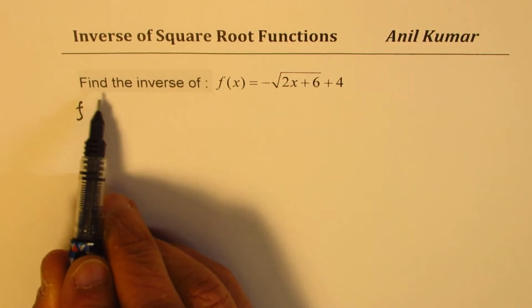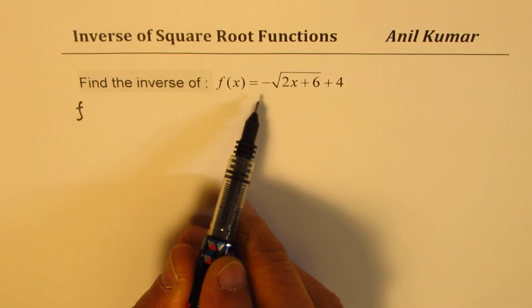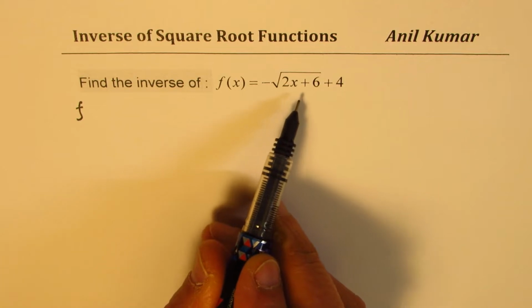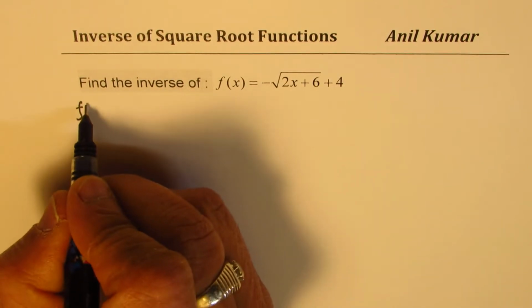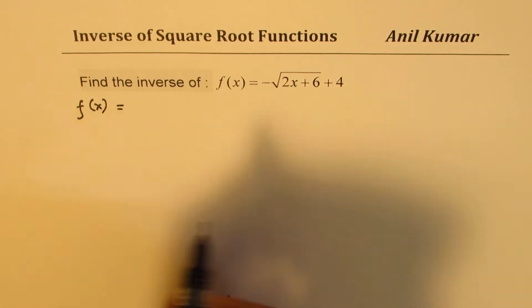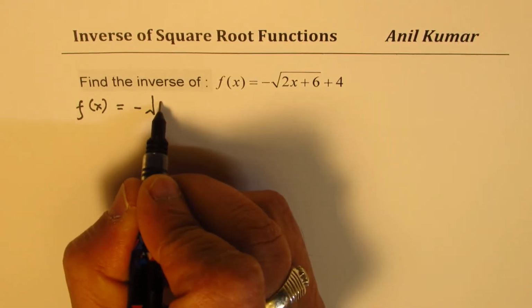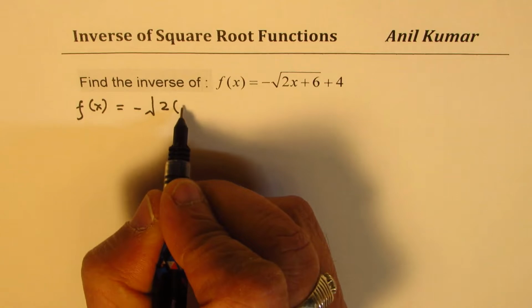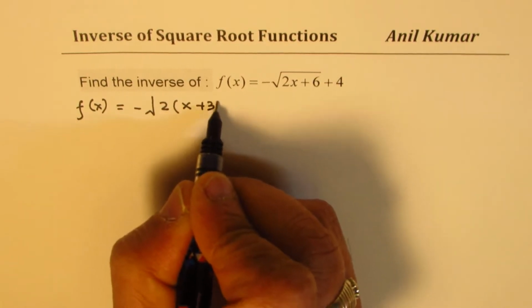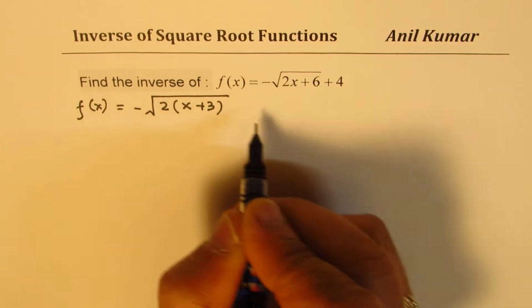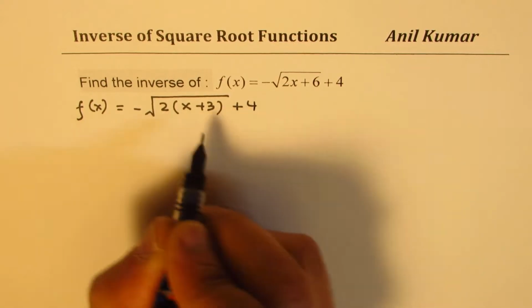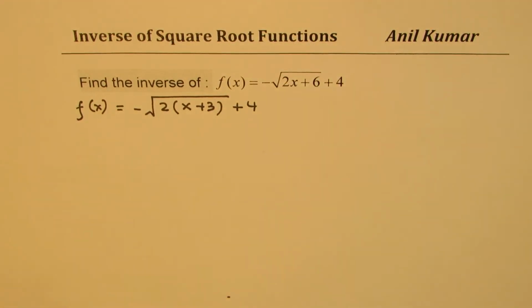The question is, find the inverse of f of x equals 2 minus square root of 2x plus 6, plus 4. The first thing you should do is rewrite the function after factoring this 2. So within the square root, let's factor 2. Then we get x plus 3, and here we get plus 4. Now clearly you can understand what the transformation is, right?